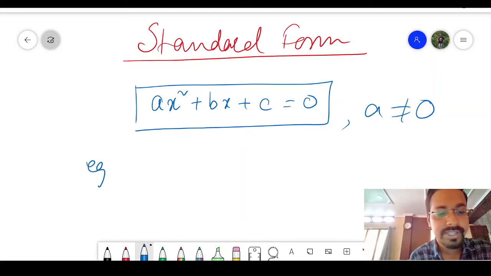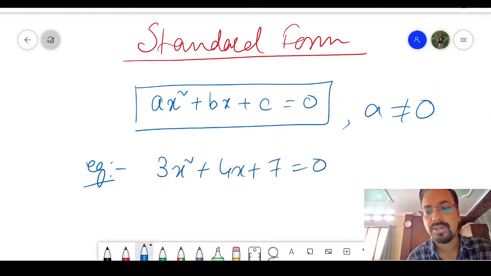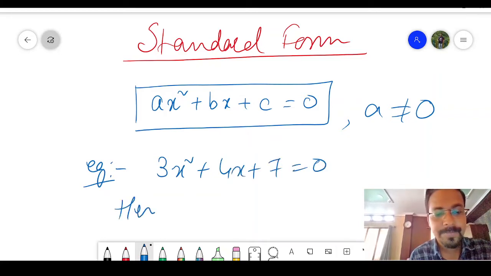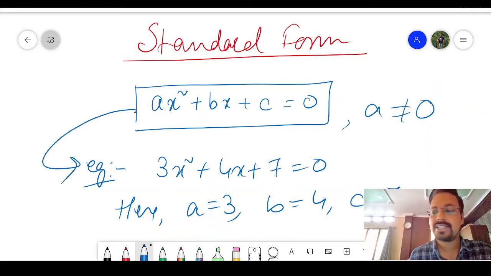For example, if I write one example, it is like 3x squared plus 4x plus 7 equal to 0. So what do we have here? a is equal to 3, b is equal to 4, and c is equal to 7, and x is the variable. So we have written this with an example. So ax squared plus bx plus c is equal to 0. Here the highest power of the variable is 2, therefore it is a quadratic equation, and this is called the standard form. Remember, a should not be equal to 0.